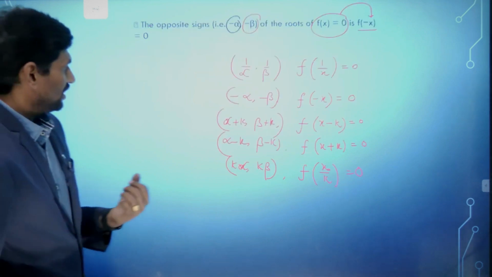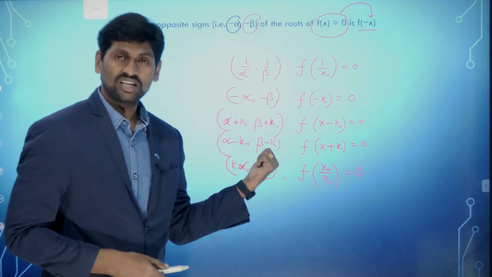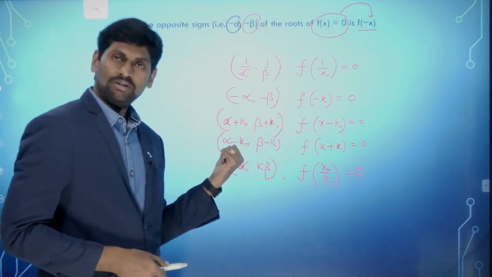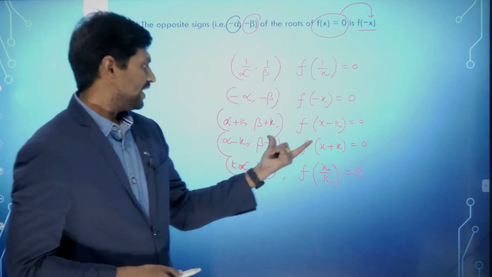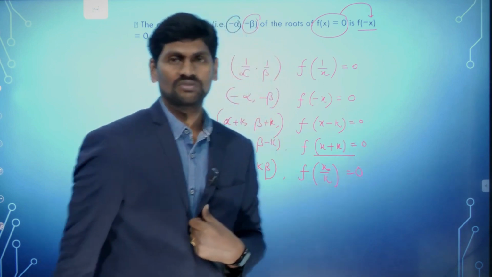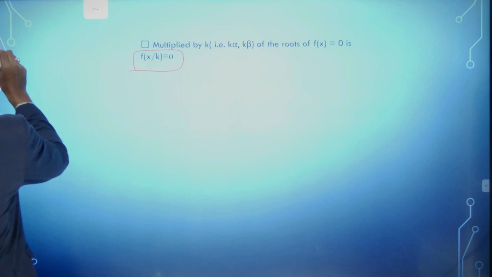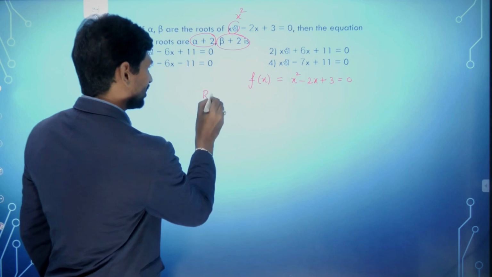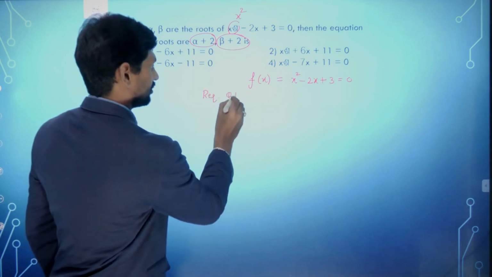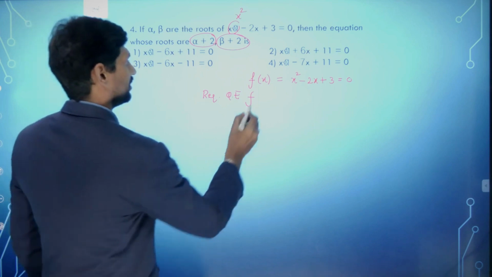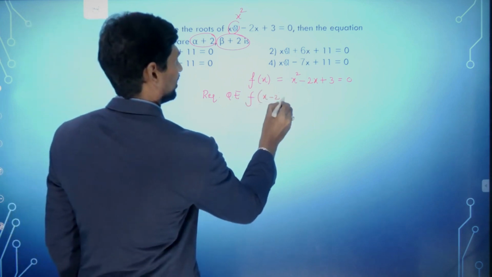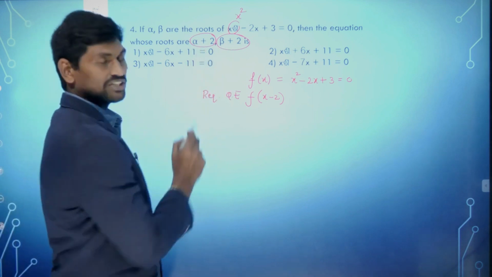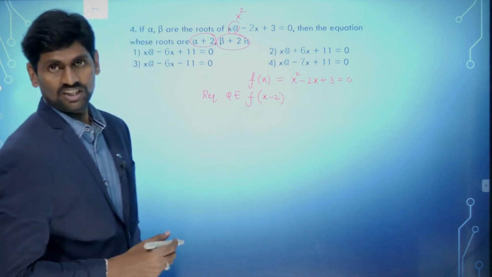Here I have written: if alpha, beta are roots of f of x, then alpha minus k, beta minus k are roots of f of x plus k. Same condition we are applying here. Our required quadratic equation is f of x minus 2, where 2 is the constant, alpha plus k, beta plus k, nothing but alpha plus 2, beta plus 2. f of x minus 2 is our required answer.